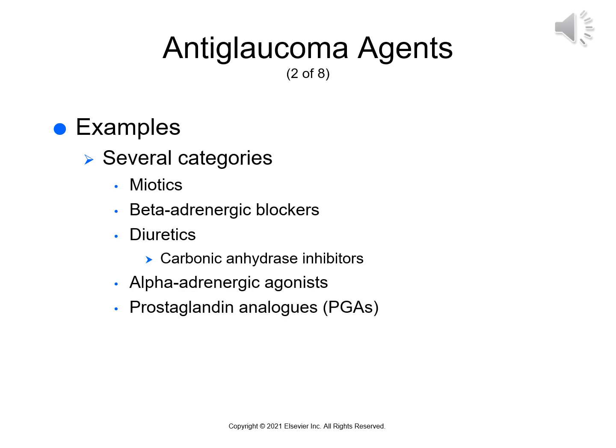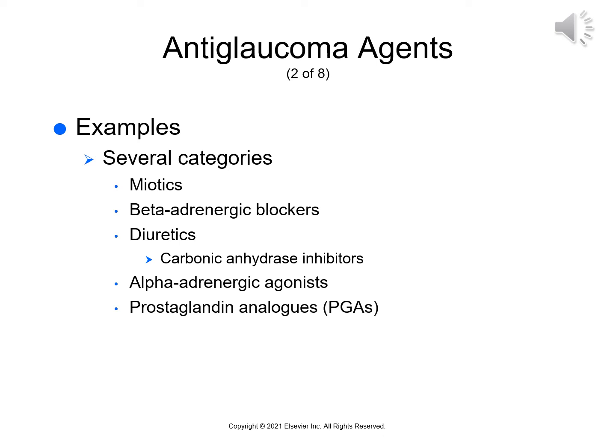So there are several subcategories in this category of agents. On 140, the first paragraph halfway down says, however, long-term management of increased IOP may be accomplished with several different types of agents, including prostaglandin analogs or PGAs, miotics, adrenergic blockers, alpha adrenergic agonists, and diuretics, particularly carbonic anhydrase inhibitors.